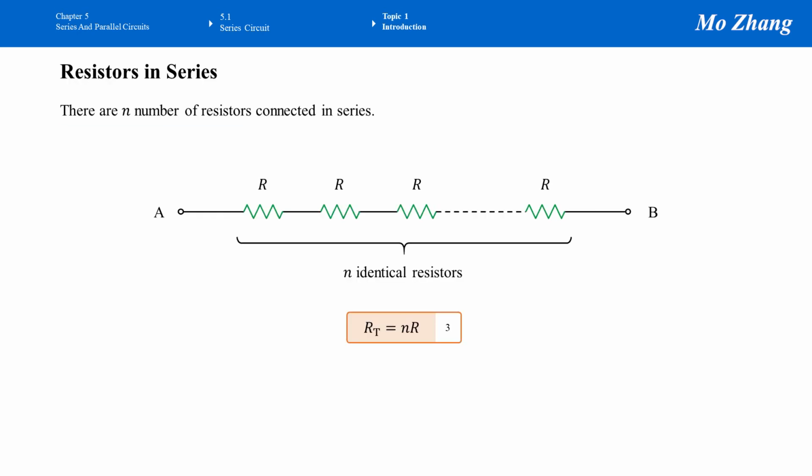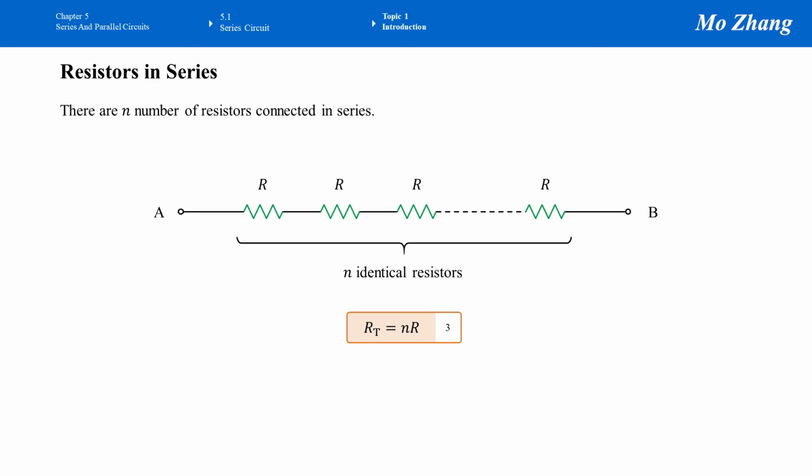Here is a special case. If we have n resistors, however, they all have the same values, which means the first resistor's value is the same as the second one, the third, the fourth, and so forth. So they are the same resistors, and we have n of them. The total resistance of this system is N times R.